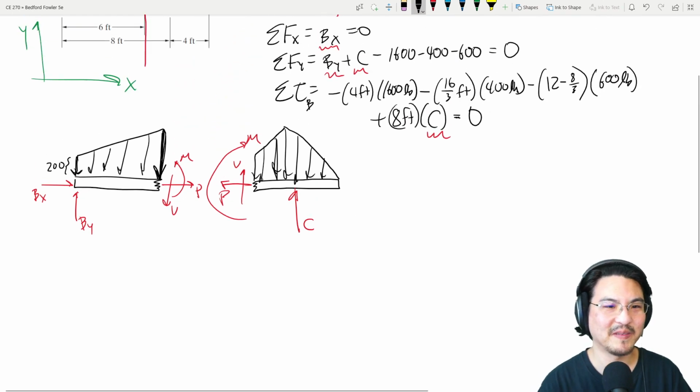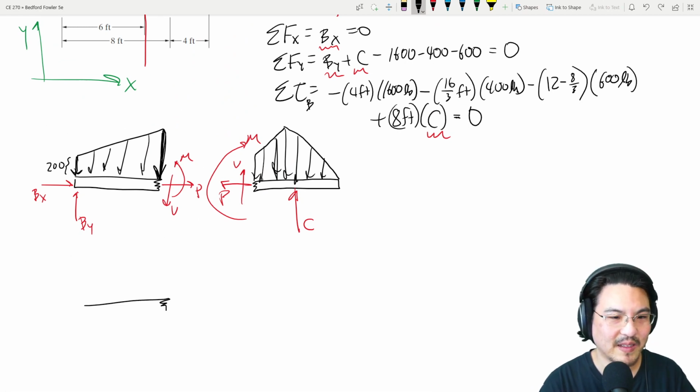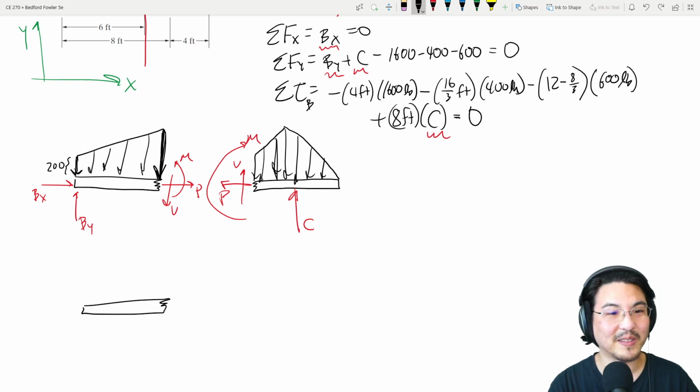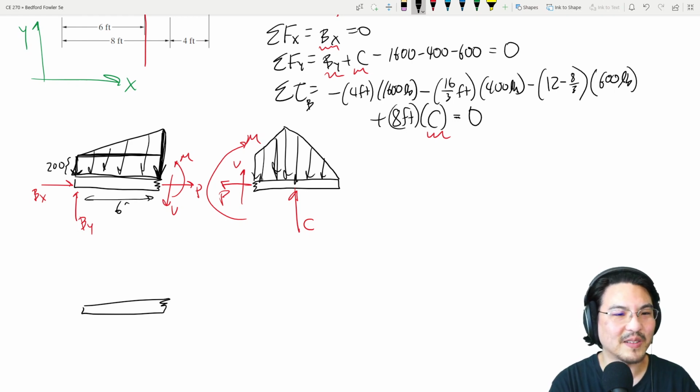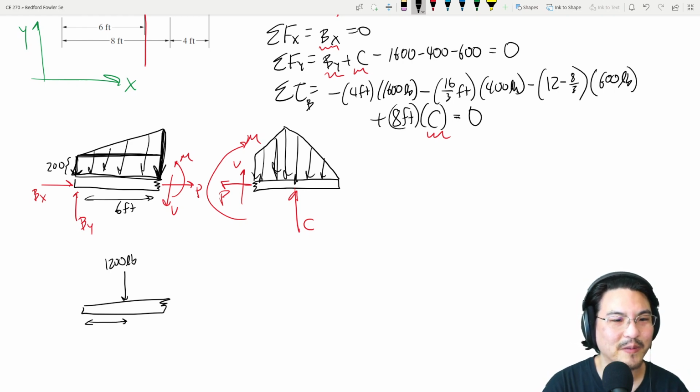So let's keep going forward. Let's analyze this section right here. Now that I cut it over here, now it's okay to represent this distributed load as a discrete force. And again, it looks like a rectangle and a triangle. So the rectangle, again, this is 6 feet over here. The rectangle is 200 times 6. Okay, so that's the area of the rectangle. The location is at the centroid of the rectangle.